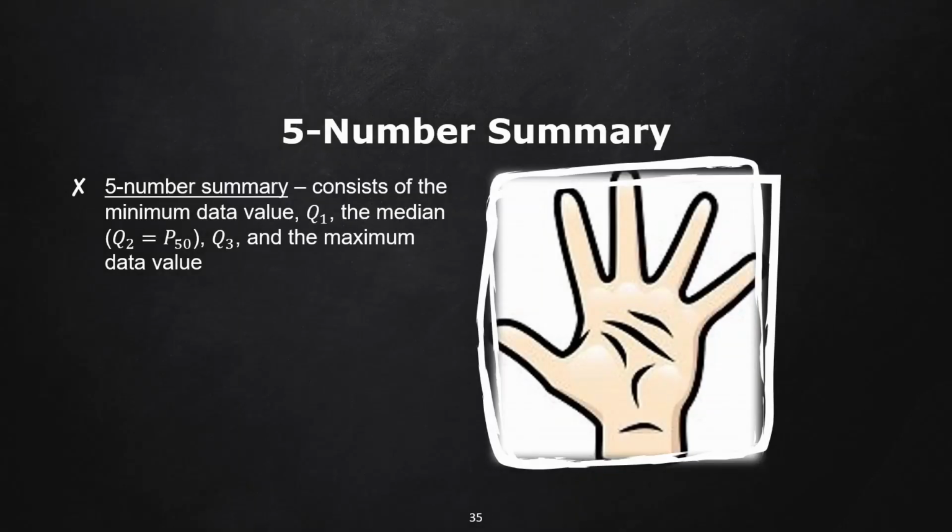Alright, now we got the 5-number summary. I briefly mentioned this in the last video. It consists of the minimum, Q1, the median, Q3, and the maximum. And if you recall, the median is also sometimes called Q2, or the second quartile, or P50, the 50th percentile. And I will also show you how to find this at the end. Be patient with me, please.